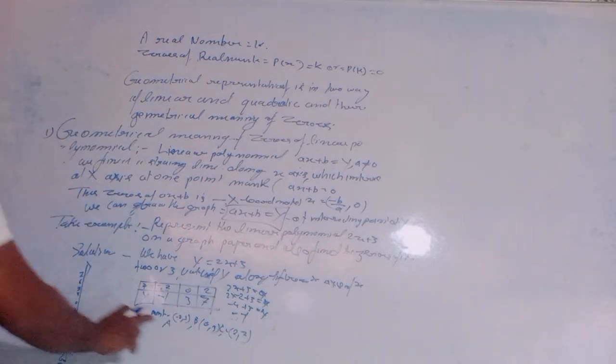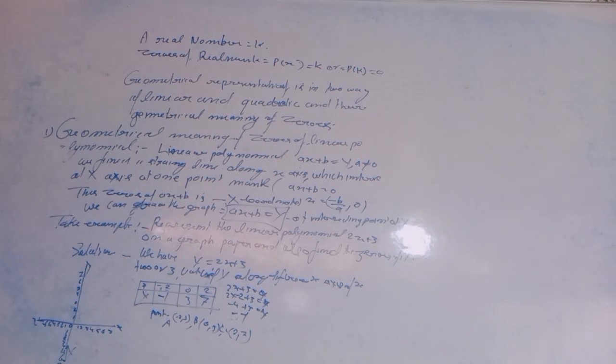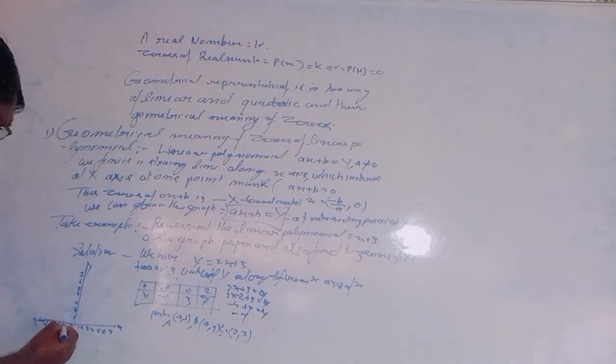First point is here, minus 2 and 1. So minus 2 we will see here, and 1. If we find here minus 2 and 1, so minus 2 and 1 is here. So we have got here minus 2 and 1.